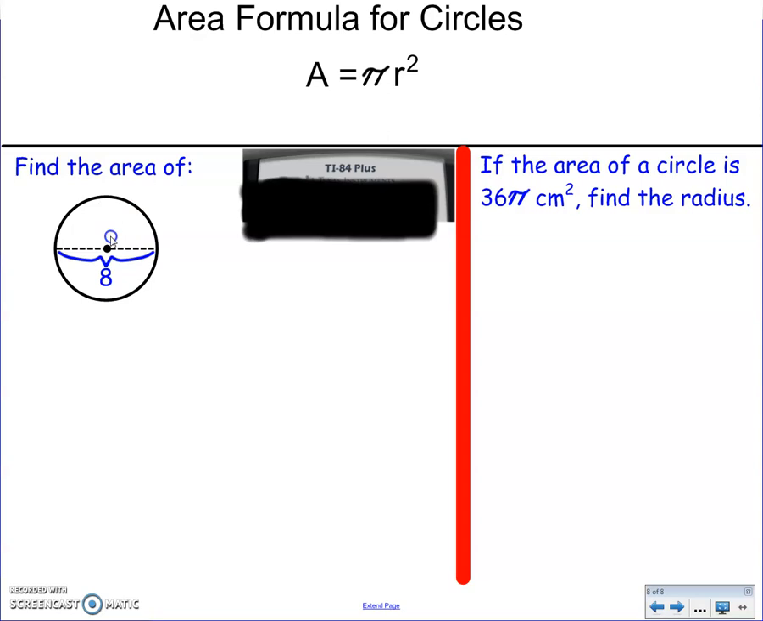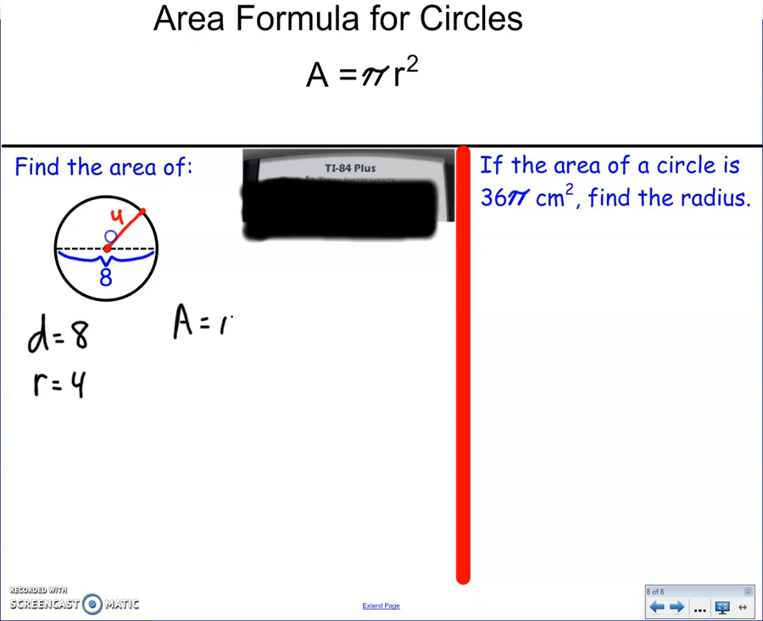So they gave us 8. 8 is not the radius. 8 is from one side to the other going through the middle. That's a diameter. So I'll write this. If the diameter equals 8, we're going to half that. That means the radius equals 4. What that means is, we're going from here to here. That would be 4. Right, we fill in the formula.